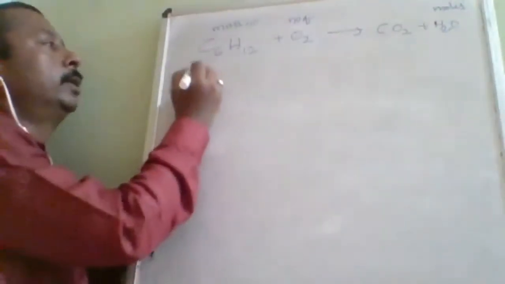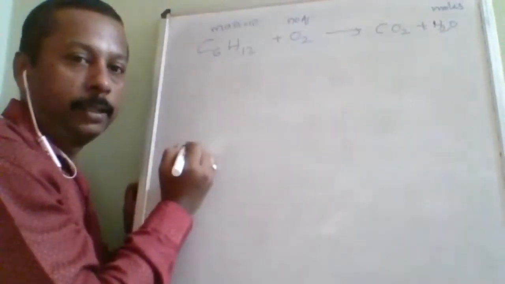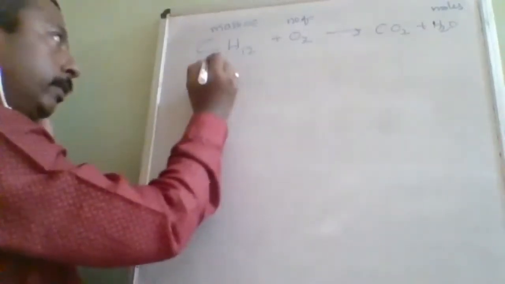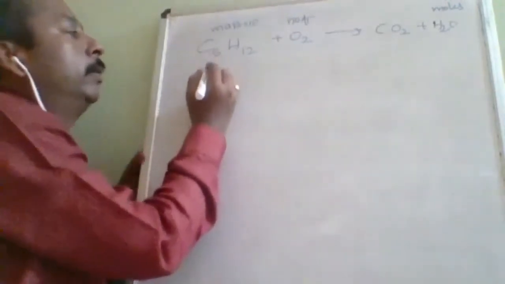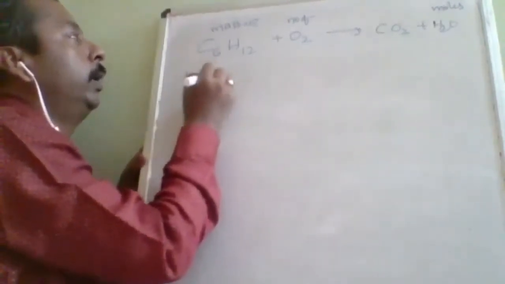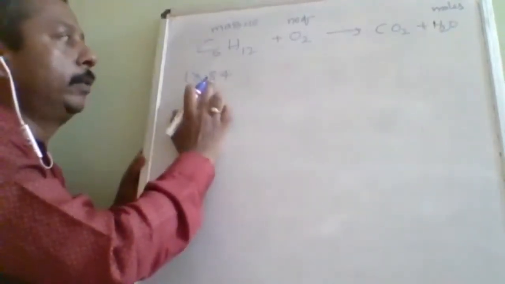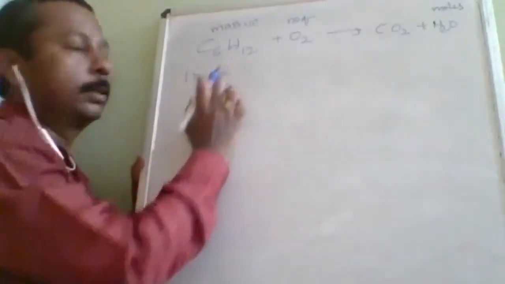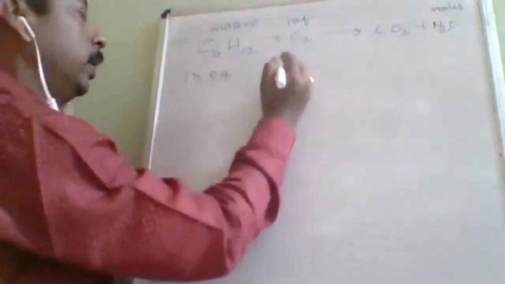Whenever a mass term is used, it is better to find the gram molecular mass. So C is 12 times 6, just 72, plus 12, that is equal to 84. So 1 into 84. How will I come to know that? Here I will be using 84 because the question is about the mass. Then here it is about the number of molecules.